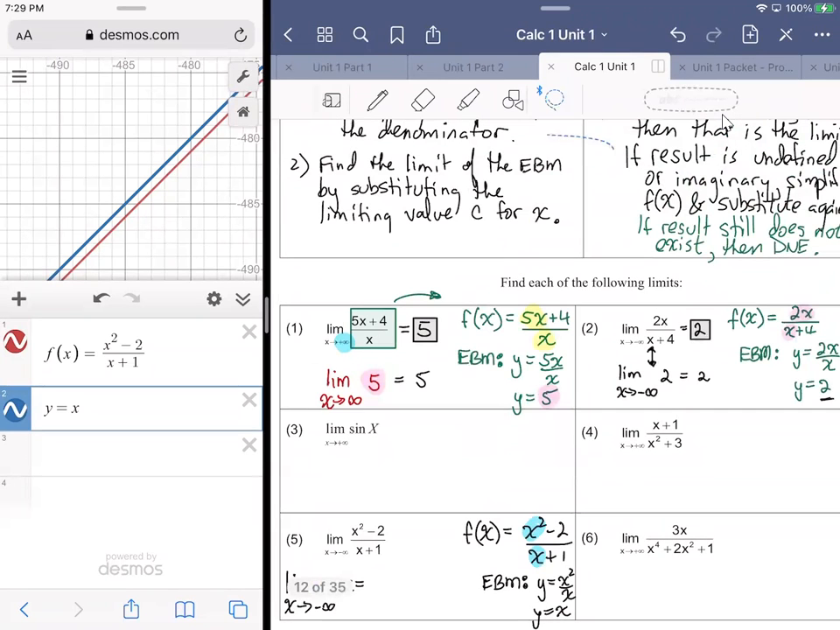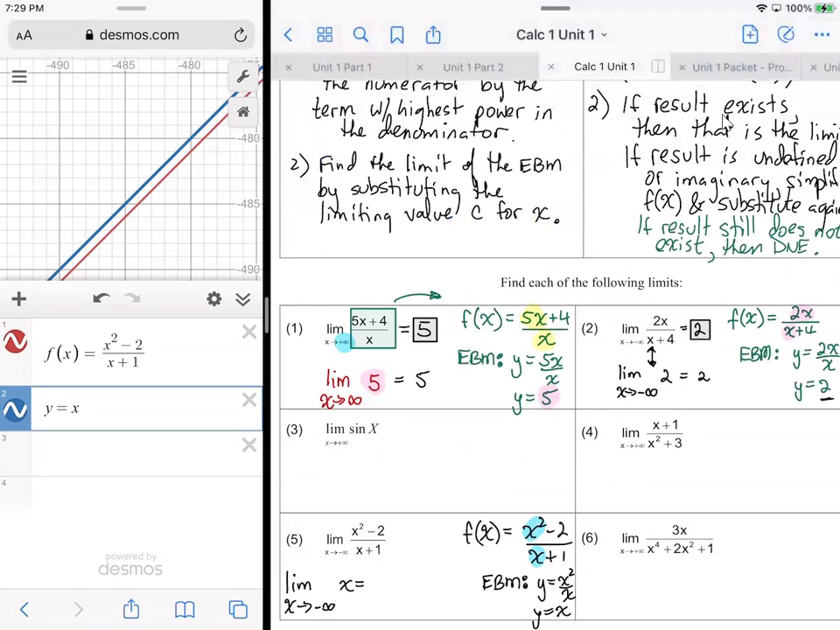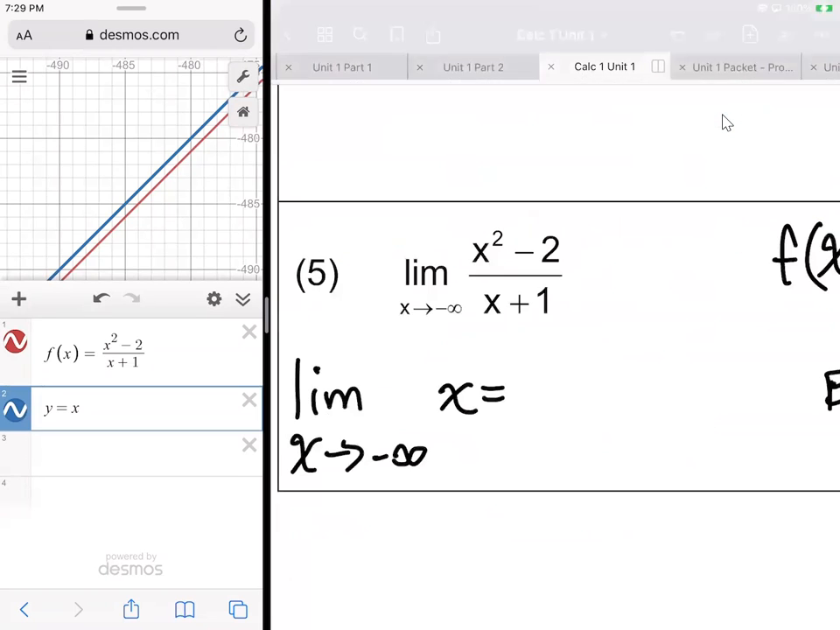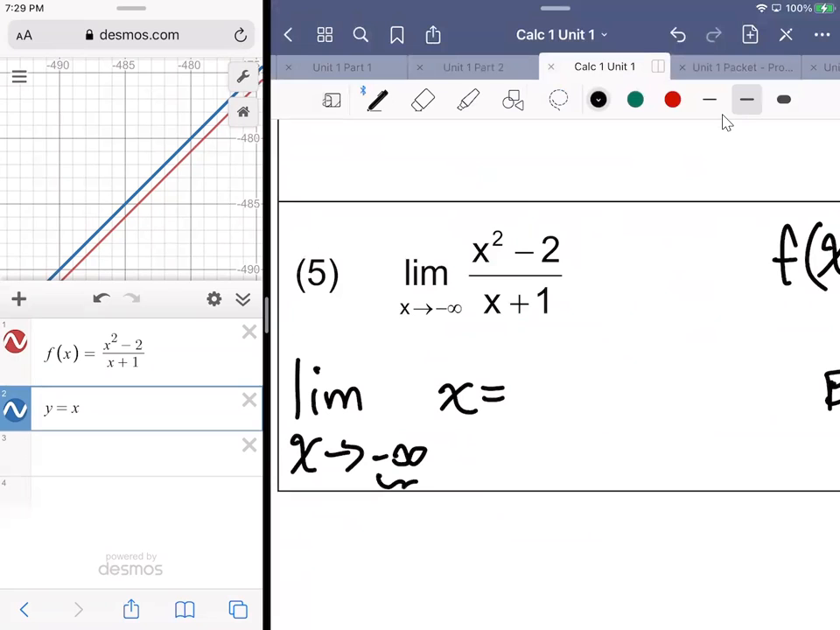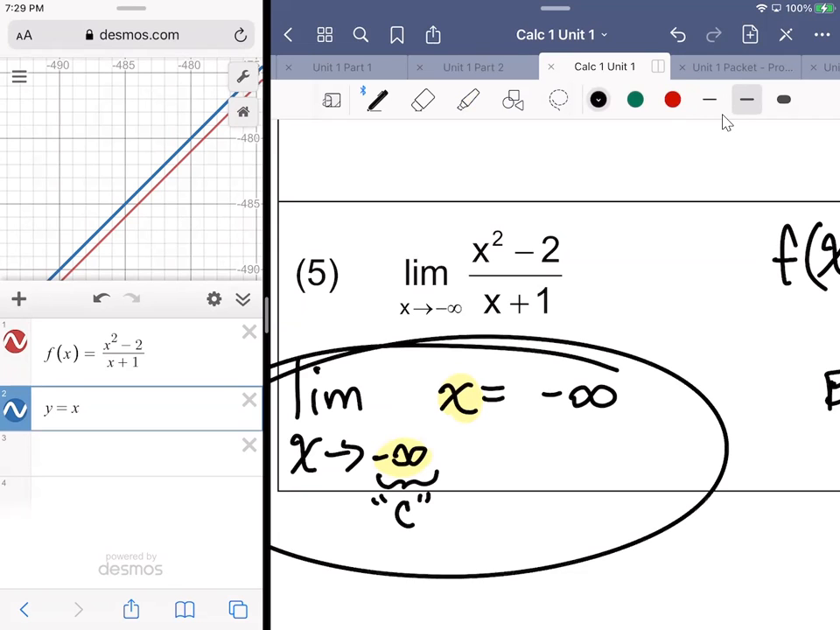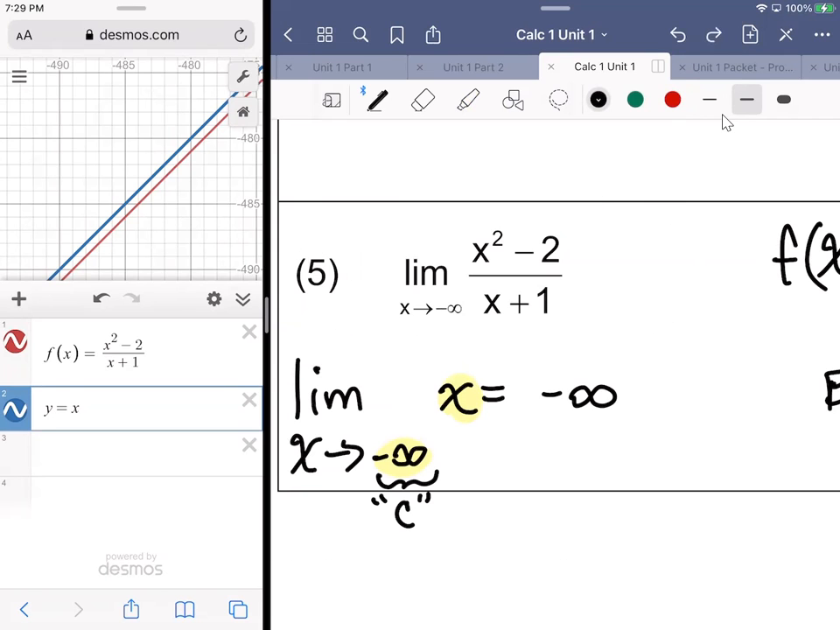Find the limit of the end behavior model by substituting the limiting value c for x. All right. So this is my c right here. Even though it's not a constant, we still use c to represent it. Every x in my end behavior model, there's only one of them here, is going to get replaced with that c value, in this case, negative infinity. So this limit is negative infinity. Because this limit is negative infinity, this one must also be negative infinity because they behave the same way for extreme values of x.